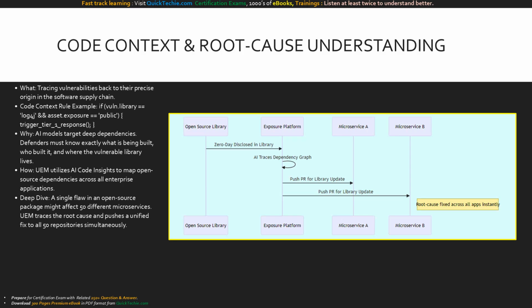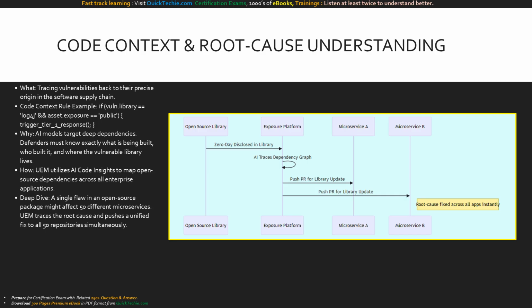To fix vulnerabilities efficiently, developers need code context and root cause understanding. What does this mean? It means tracing a vulnerability back to its exact origin within your complex software supply chain. Look at the sample pseudocode rule on the slide. If the vulnerable library is log4j and the asset is public, instantly trigger a tier 1 response. Why is this deep mapping necessary? Because AI adversaries target deep, nested dependencies. Defenders must understand the provenance of every line of code. How do we achieve this?